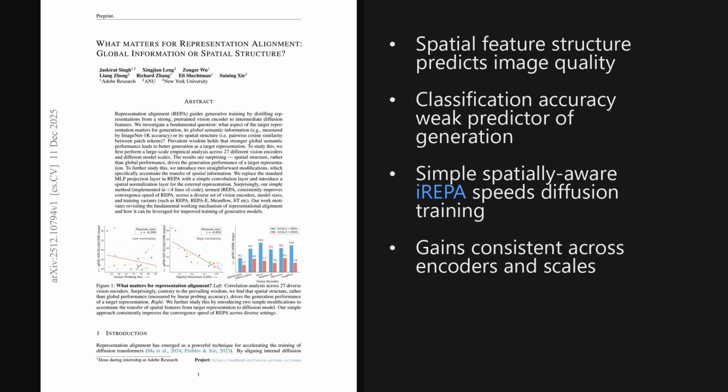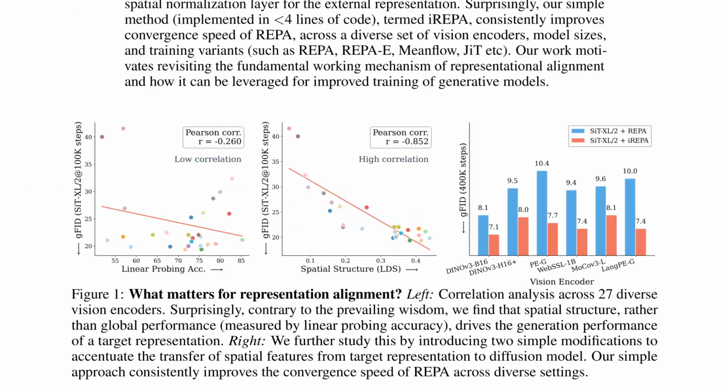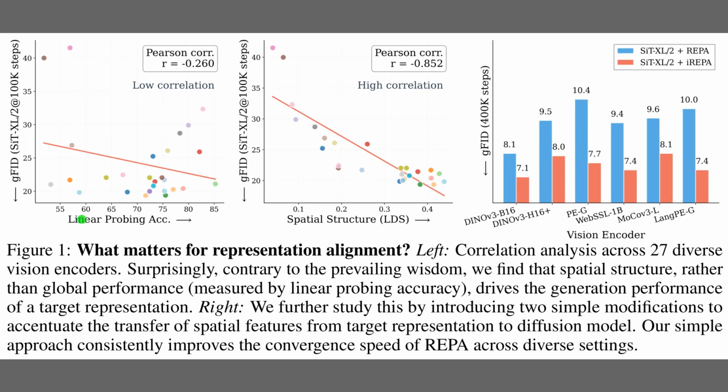The paper is titled, What Matters for Representation Alignment? Global information or spatial structure. And as we will see later, the implications for how we pick and tweak vision encoders for generative training are quite significant. Alright, Figure 1 makes the main claim very concrete.